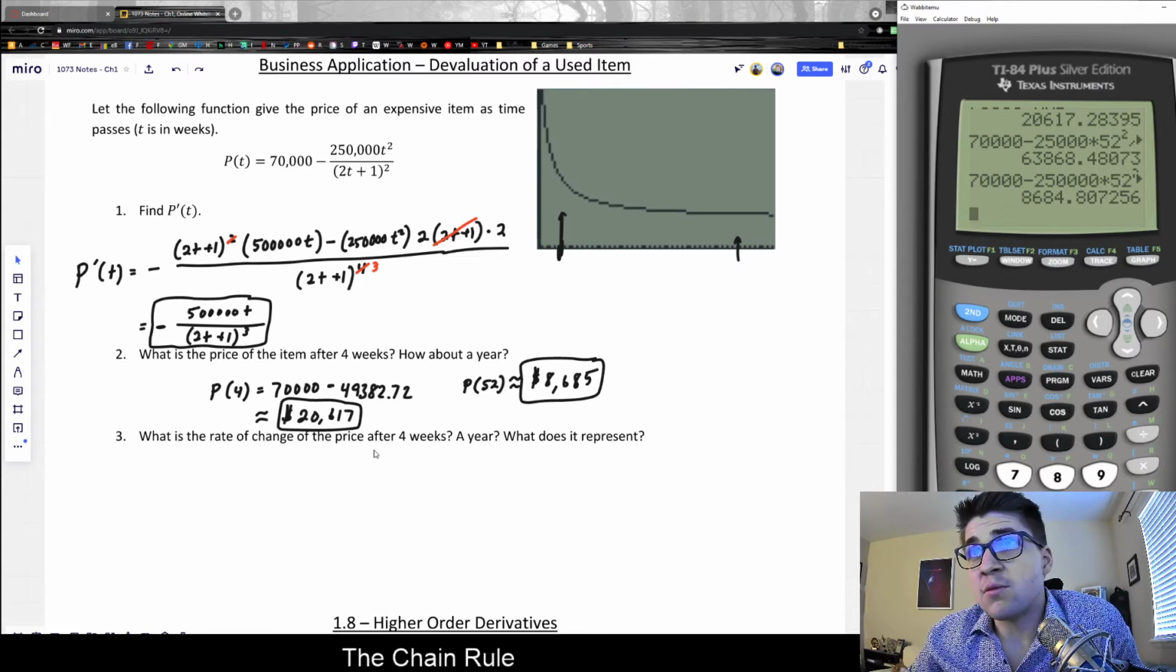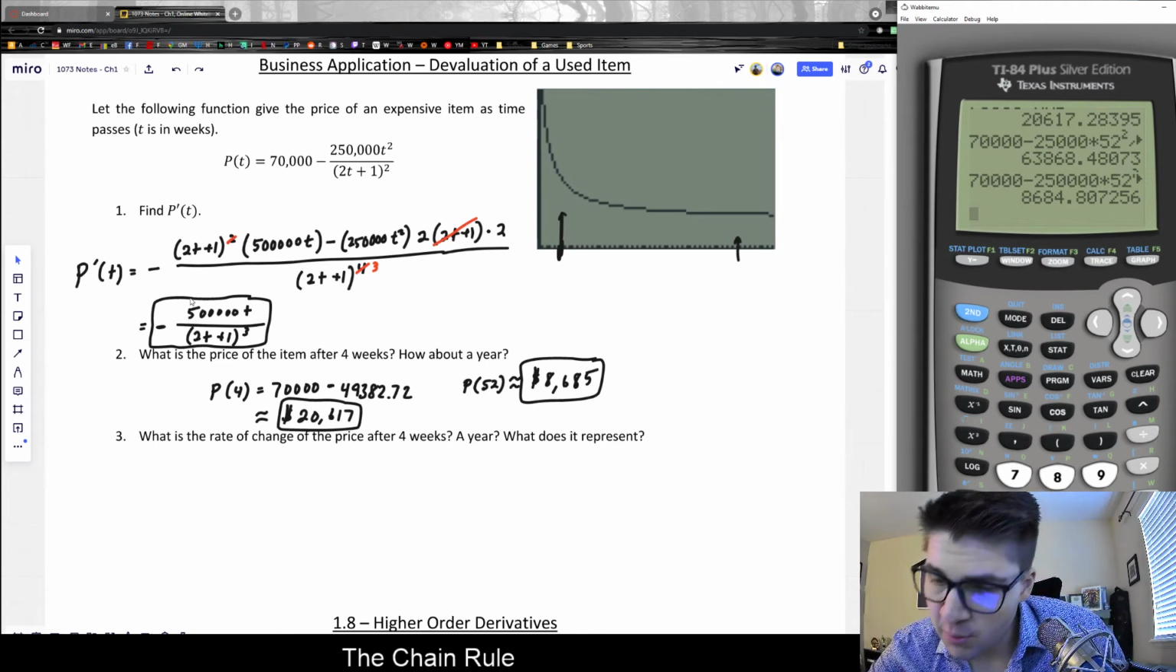So what is the rate of change of the price after 4 weeks and a year, and what does it represent? Well, these sorts of questions you can always answer by using the derivative. That's what P prime does. It tells us what is the slope at any time t. P prime of t represents slope, or change instantaneously.